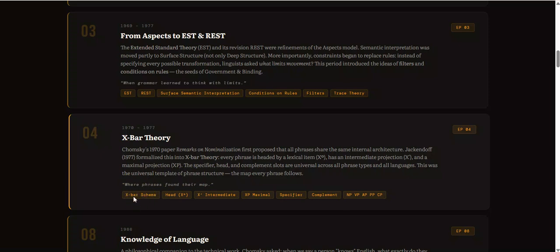Now, the major features introduced in this work: the X-bar schema had X-bar intermediate projection, then XP maximal projection, specifier, complement. These are the phrases NP, VP, and I would write ADJ for adjective phrase and ADV for adverb phrase, then PP and CP.